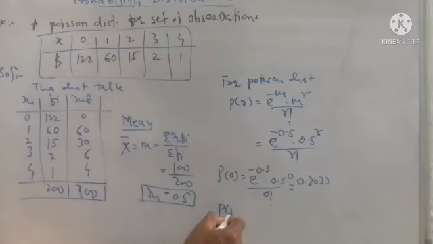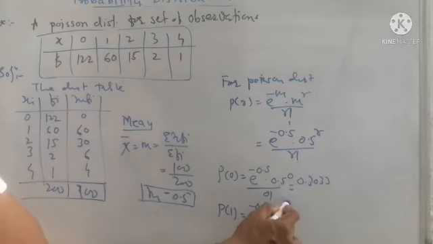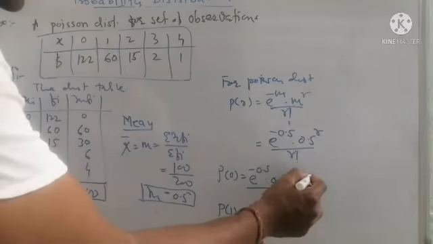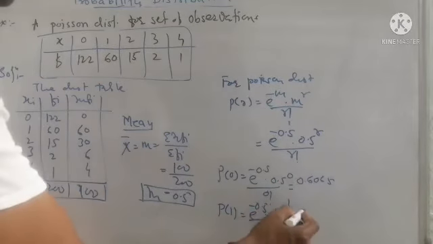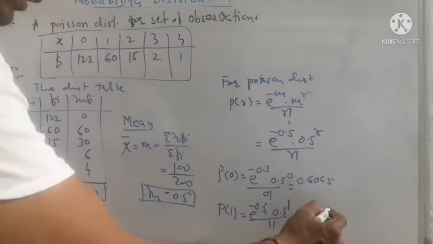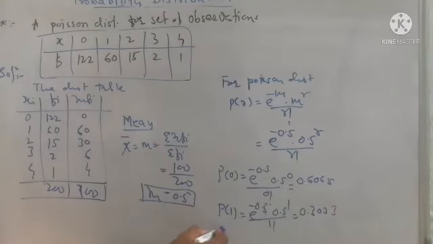Similarly, we can evaluate P of 1 as e raised to minus 0.5 into 0.5 raised to 1 divided by 1 factorial. By calculating this using a calculator, we get, actually, P of 0 is equal to 0.6065 and P of 1 as 0.3031, sorry. Similarly, we get P of 2, P of 3, P of 4, and our answer will be completed.